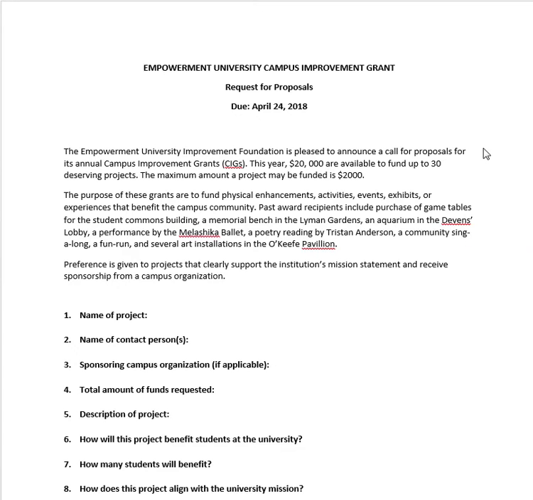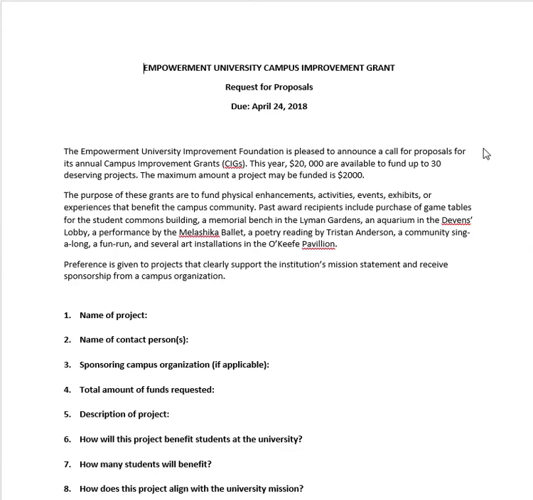Okay, so this is an assignment for our technical writing class. It's a grant, much like the one that we created for Habitat for Humanity, but this is a chance for each of you to show off your individual skills. So this is taken from another college. It's called the Empowerment University Campus Improvement Grant. So I'm just going to go over quickly what the assignment is.